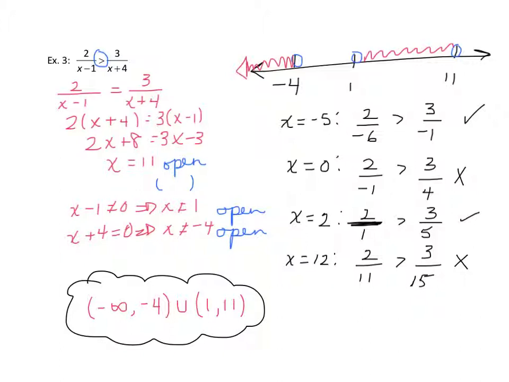To graph this on your calculator, you can go into y equals. It'll be 2 over x minus 1 minus 3 over x plus 4. And you're looking for values where y is greater than 0. It'll be a really interesting graph for you to view.